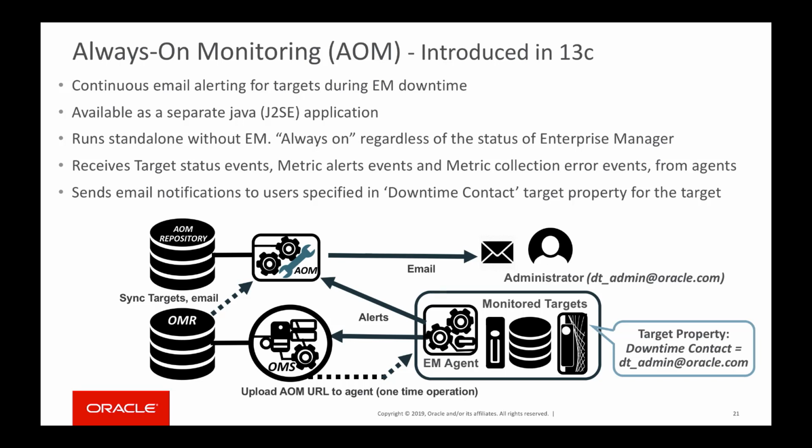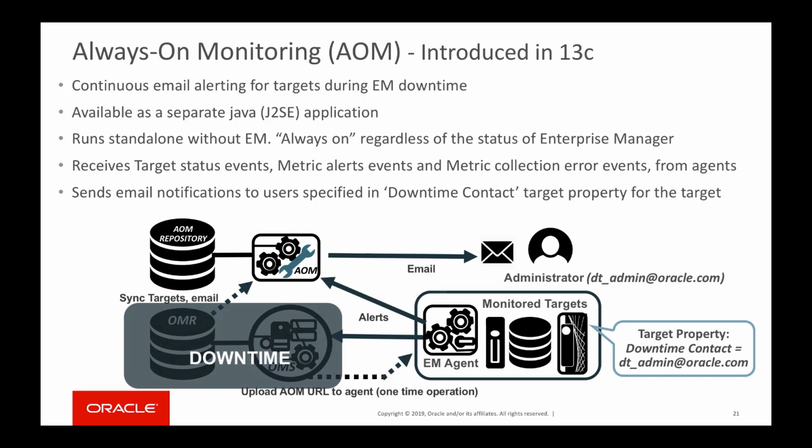The diagram in the bottom side of the screen shows the AOM architecture. You can see that AOM sits on top of EM topology, having a dedicated repository. Agents send alert information to both AOM and OMS. AOM does not talk to OMS, it only synchronizes with OMR to get email address of the downtime contacts and target metadata information. So it is completely independent from EM operation. Therefore, when EM is brought down for its planned downtime, AOM continues to run, receive alerts from agents, and send email notification to administrator.